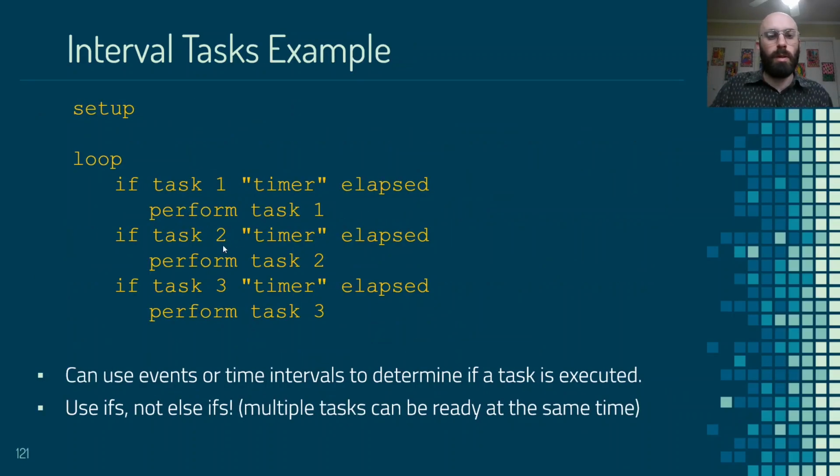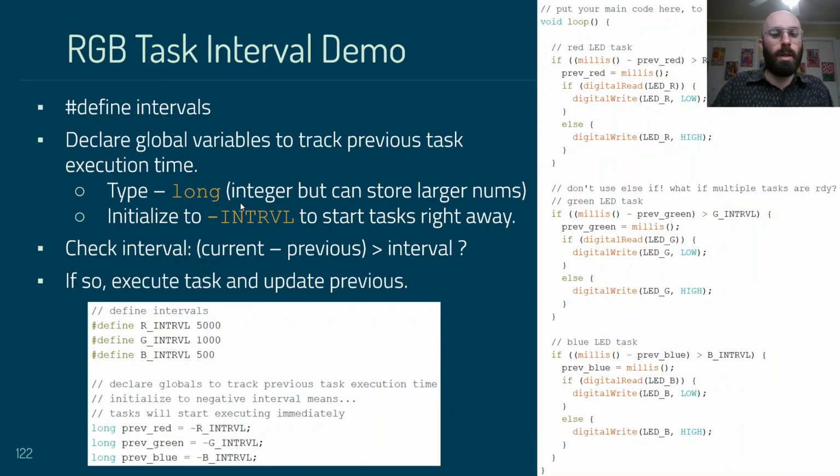And so what this means is, we could have 3 different tasks here, and in this case we'll have a red light task, a green light task, and a blue light task. And once some amount of time has passed since the last time we did it, we will perform that task. And so I'm going to show you how to set that up. There's some good information here about how to do it.